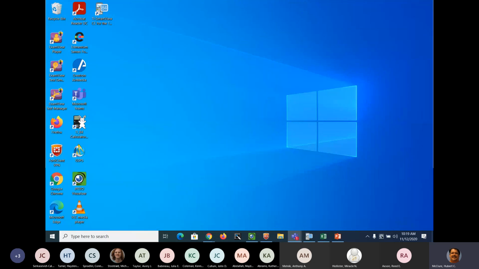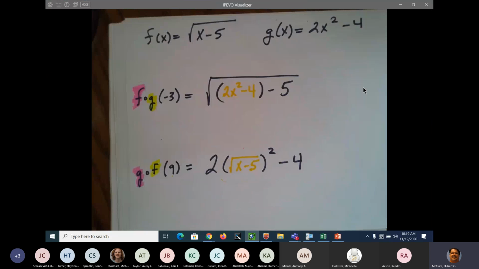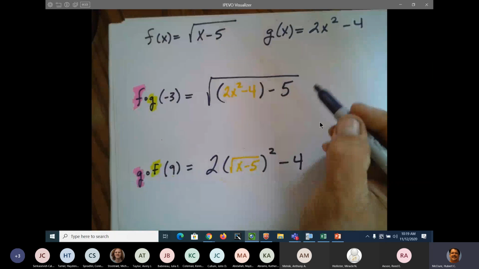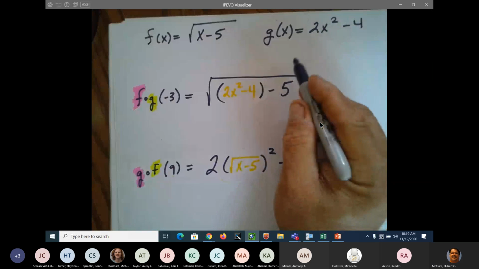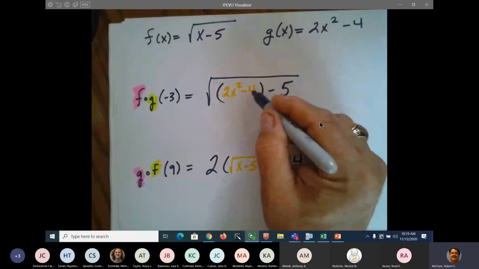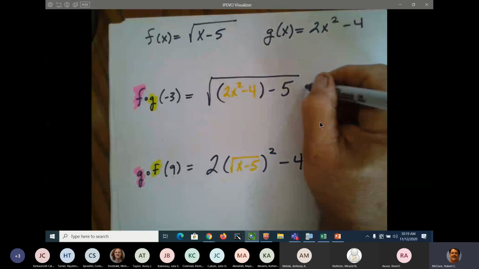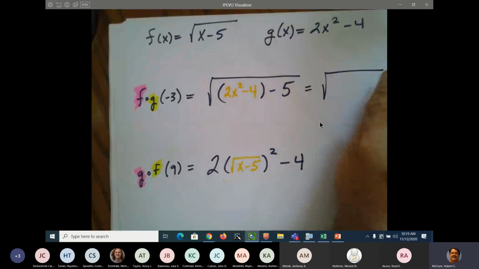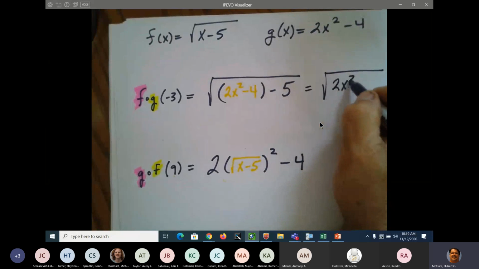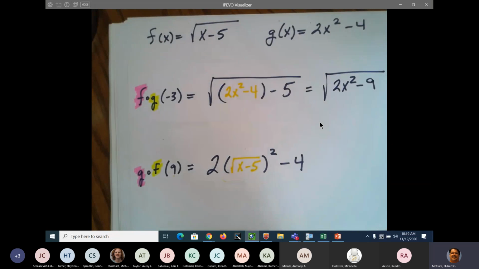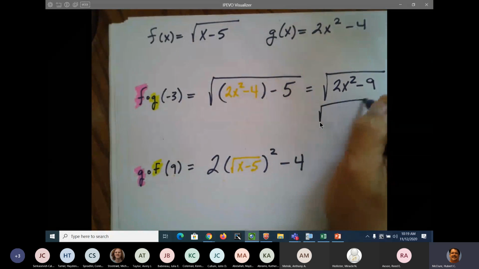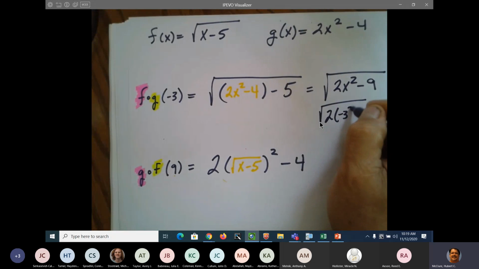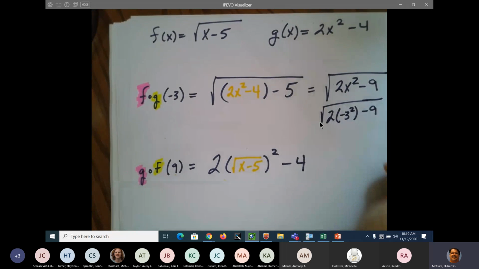Okay, so let's see what we got here. I'm going to simplify this. Well, there's really nothing you can simplify because there's nothing in here you can actually combine, you could do the -4 and the -5, and that's going to give you the square root of 2x squared minus 9. And I'm going to plug in -3: 2 times (-3) squared minus 9.